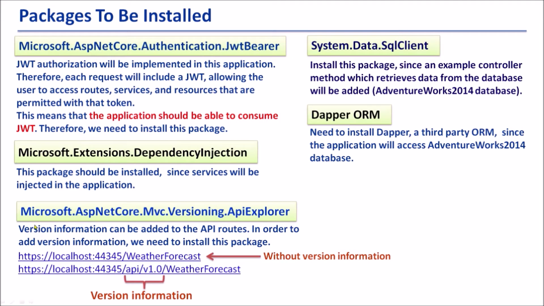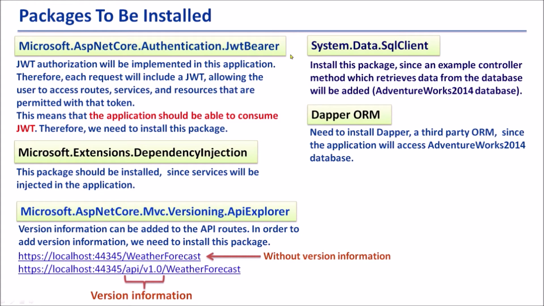The third one is Microsoft.AspNetCore.Mvc.Versioning.ApiExplorer. Version information can be added to the API routes. In order to add version information, we need to install this package. For example, this URL doesn't have version information. However, we can add version information to the URL, just like this, API version 1, for example. This is the version information to be added after we install this package.